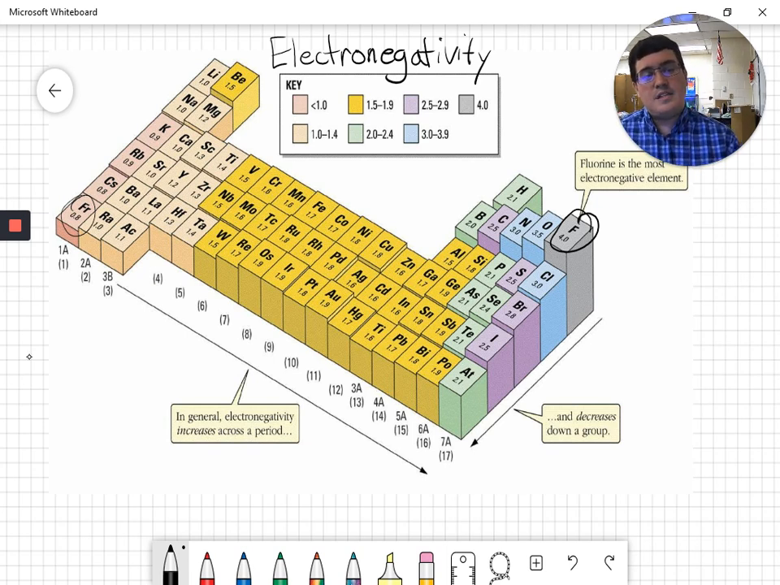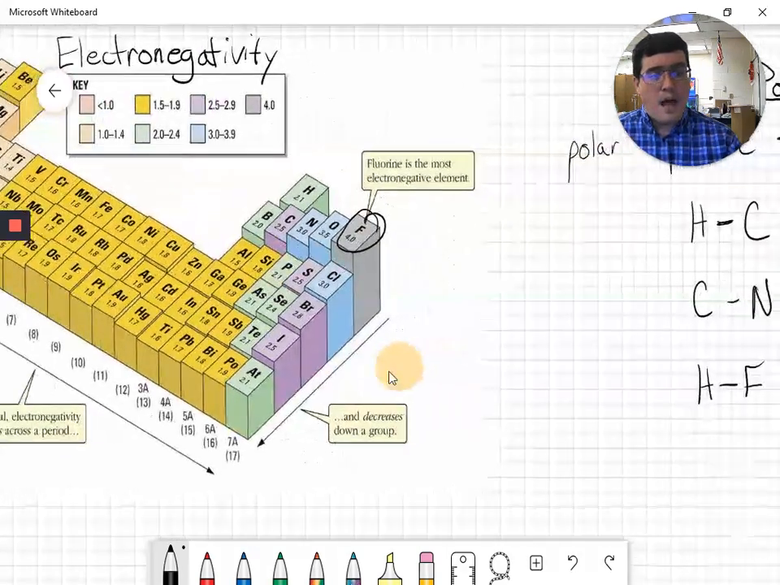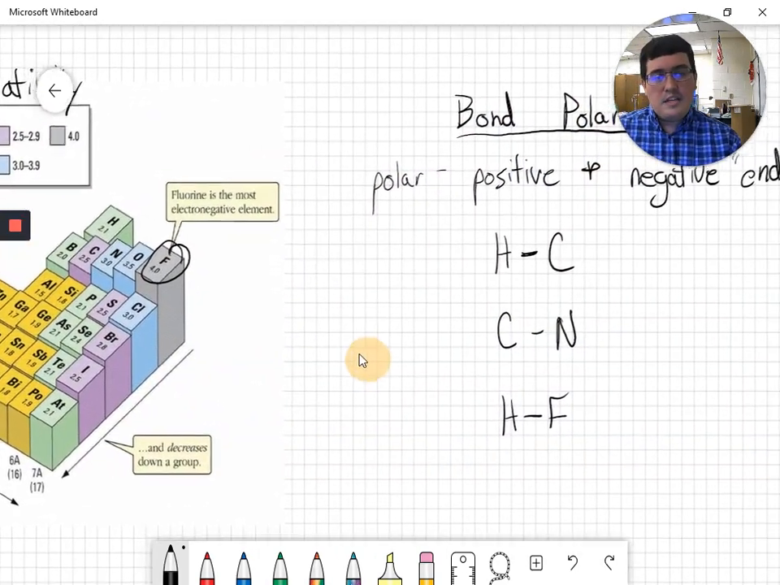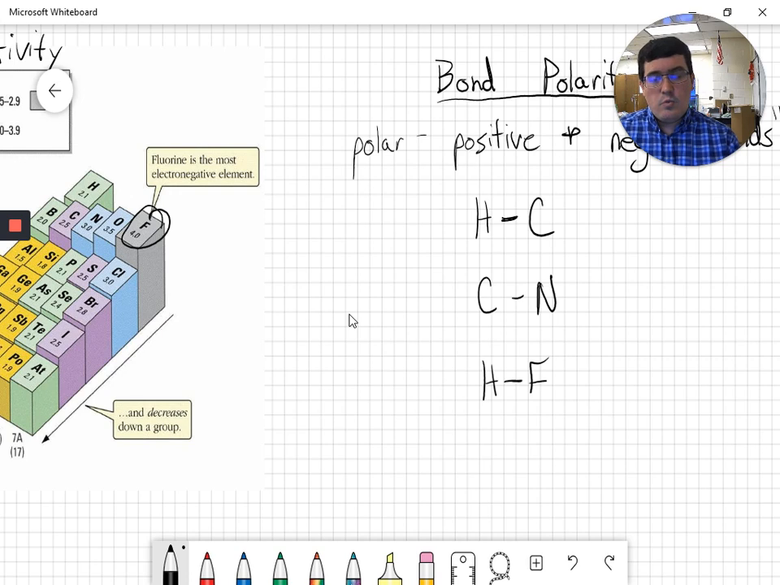So what we do as chemists is we compare the electronegativities of these elements. We see the closer you are to fluorine, the more likely you are to pull electrons in a bond. So literally, when we look at all these bonds over here, we look and we see which one of these atoms is likely to be pulling electrons away from the other one.